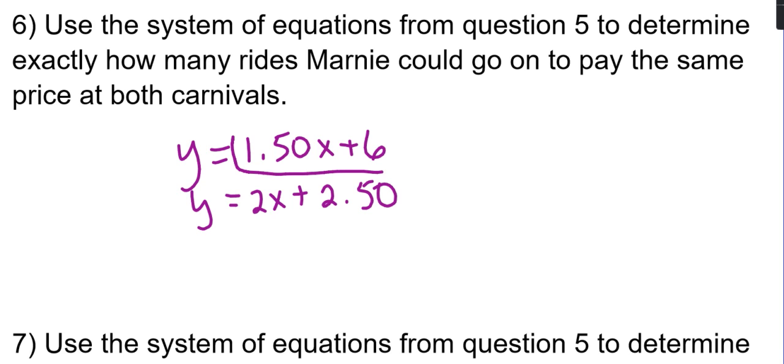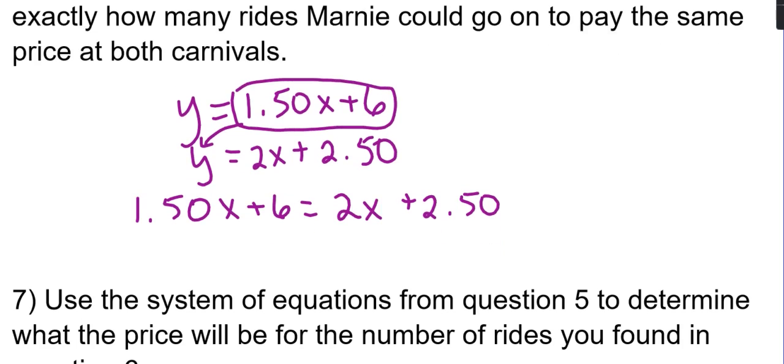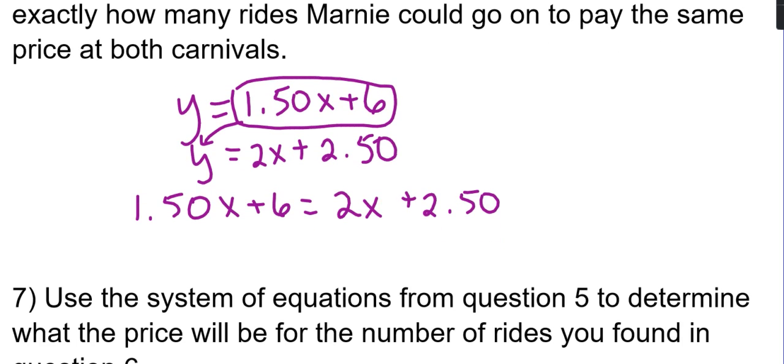So I see something equal to y. I can substitute it into the other equation for y. So now my equation looks like 1.50x plus 6 equals 2x plus 2.50 because I replaced y in one equation with the expression equal to y in the other equation. Now I can solve this. Whenever I solve, I always like to first get my variables on one side. Okay, so I'm going to subtract 2x here.